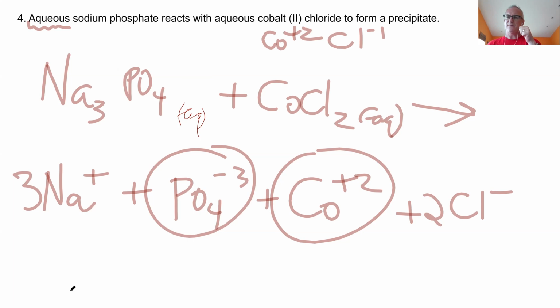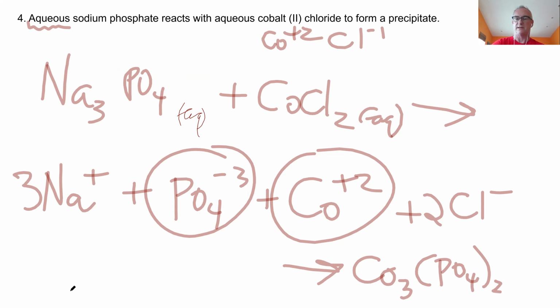What is the formula for cobalt phosphate? That is the thing that precipitates, but what does it look like? What's its formula? Co3(PO4)2. Right, because we do the old crisscross. The 2 goes here, the 3 goes there. And we put the metal first, excellent, and the non-metal second.